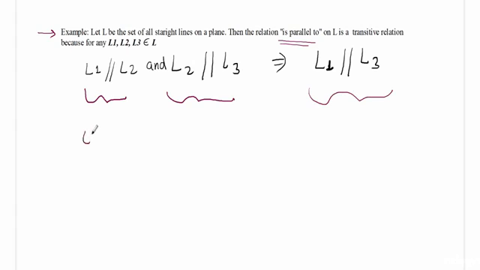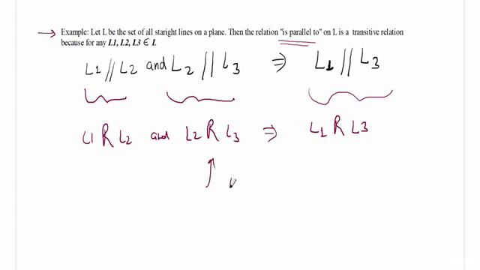So here, L1 is related to L2 and L2 is related to L3. If this is true, then this will automatically imply that L1 will also be related to L3. Such a relation is called a transitive relation.